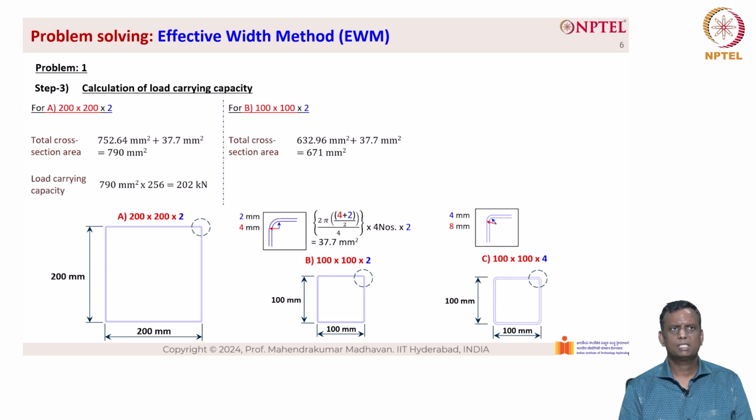So the load carrying capacity for the first cross-section is 790 into 256, which is 202 kilonewton. The load carrying capacity for the second cross-section is 632.96 into 256, which is 162 kilonewton.